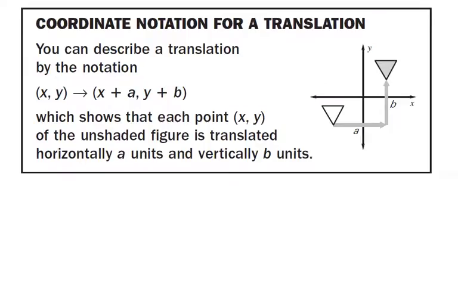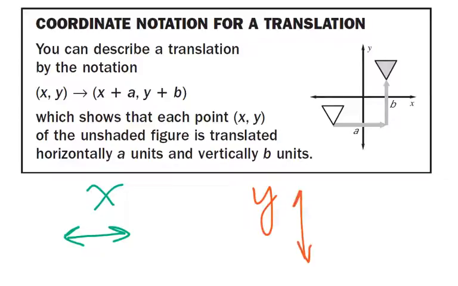Okay, so now we're going to talk about coordinate notation for a translation. This is actually pretty easy. Okay, if you think about it, your x-coordinate controls how far left or right you go. The y-coordinate controls how far up and down. On the x's, going to the right is positive, to the left is negative. For the y's, going up is positive, going down is negative.